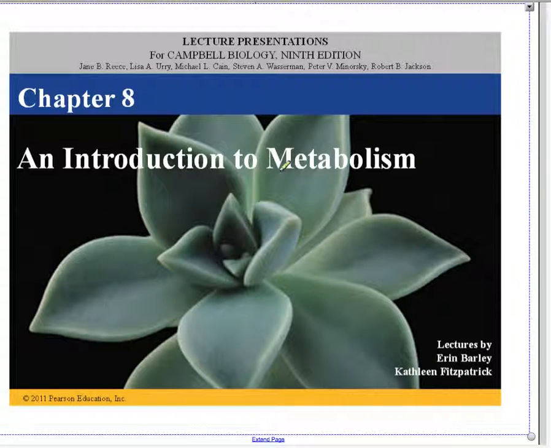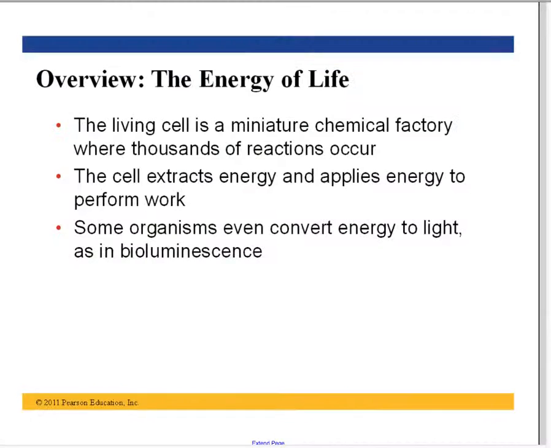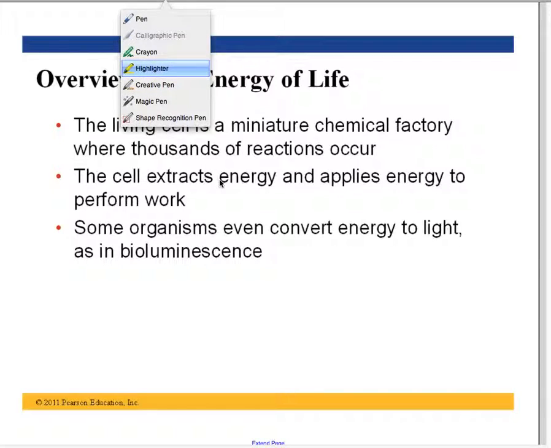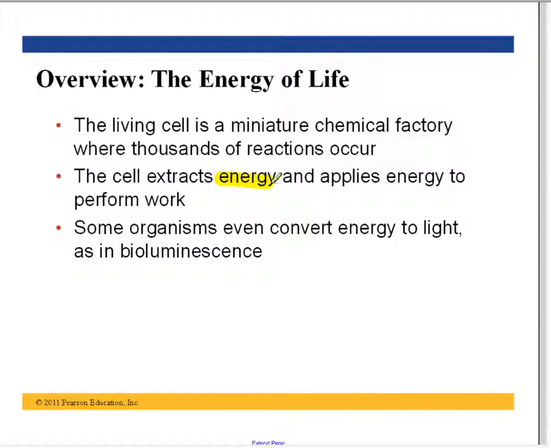Today's lecture, Chapter 8, will be broken into some smaller parts, but we'll start off with talking about metabolism. So metabolism is the reason that our cells can run all these small chemical reactions. In fact, a living cell is a miniature chemical factory, and chemical reactions are occurring all the time. The cell has to extract energy from the molecules that have energy stored in them, and then that energy is converted into useful energy that can perform cellular work.